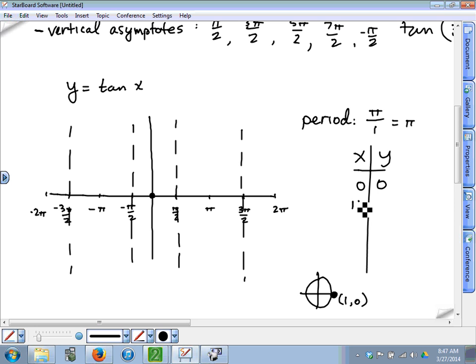Would this be a very wise choice for x, pi halves? Why not? There's a vertical asymptote there. There aren't any points of a graph on a vertical asymptote. A graph never crosses through a vertical asymptote.